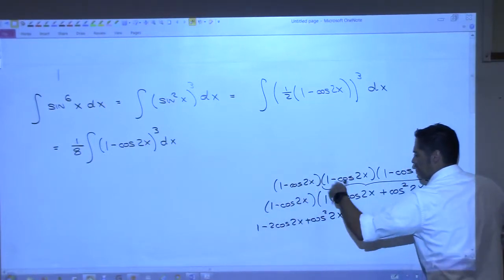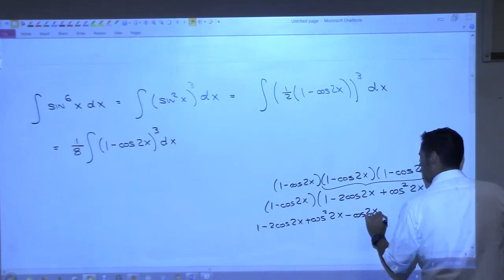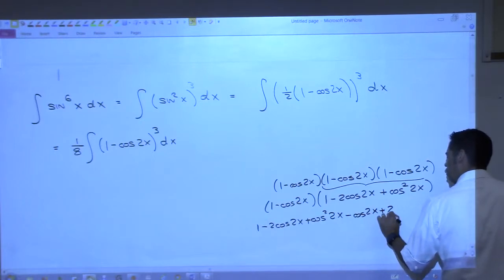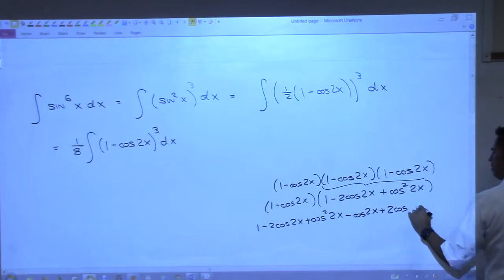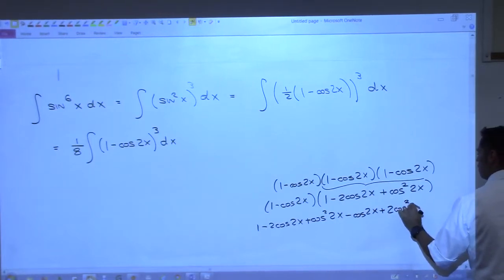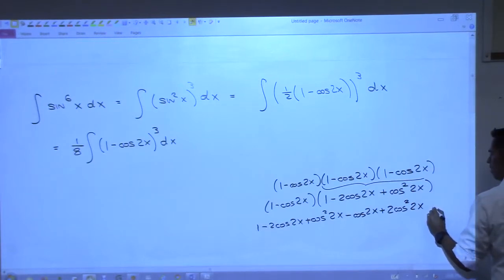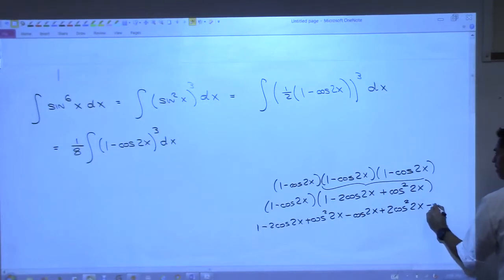That's the 1 getting passed through. And then when I go with the negative cosine 2x, I get negative cosine 2x times 1. When I do that times that, I get plus 2 cosine what? I'm doing this and this, so plus 2 cosine squared. Okay. And then I do the last one, which is this times this, which is minus cosine cubed 2x. And then I combine like terms together.